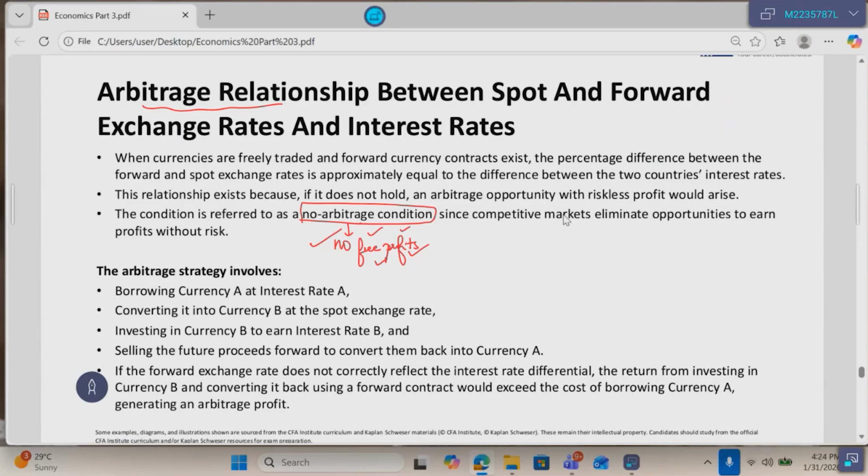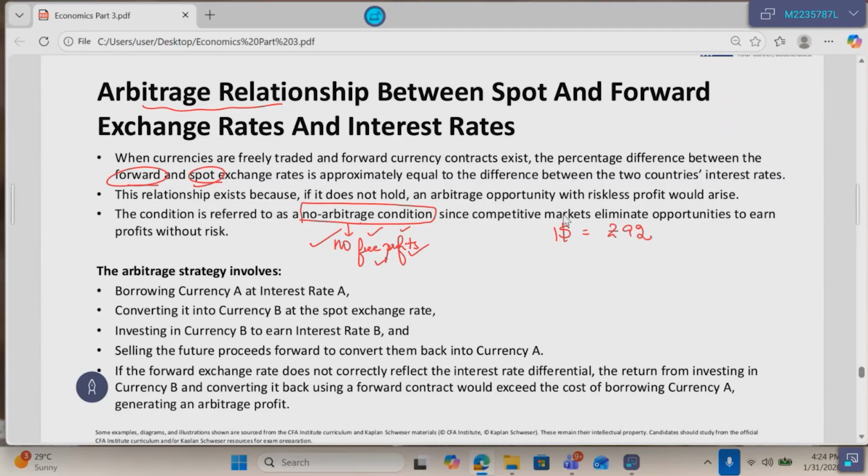Arbitrage, the concept, is helping you to find out what the forward rate and the spot rate are. Okay. Now exchange rate, example, let's take today $1 is equal to rupees 92.